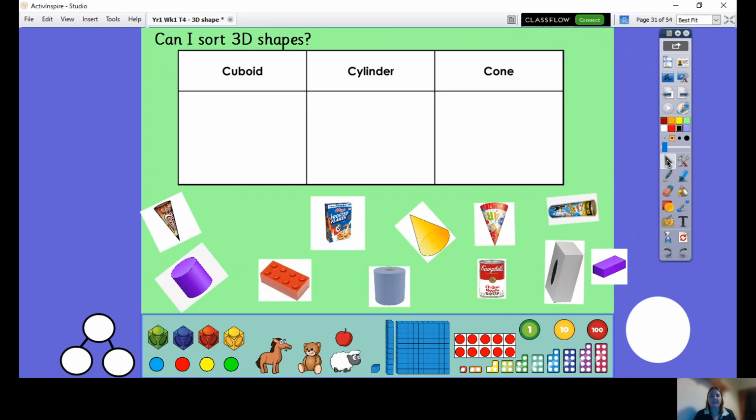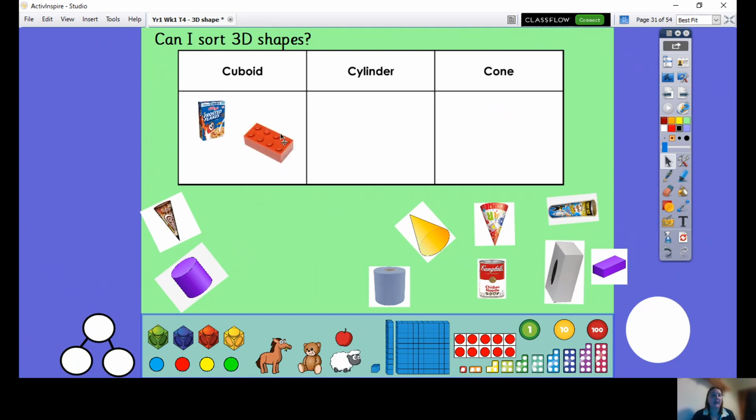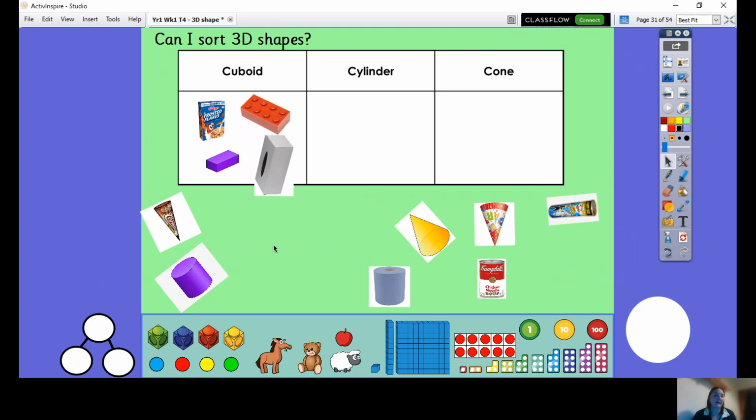Okay, so looking here then, we've got cuboid, cylinder, cone. So I'm going to sort them. So all the cuboids I need to put in here. So remember, we've also got some everyday objects that are cuboid shaped. So I've got my cereal packet. I've got a Lego piece, which is a cuboid. These might be some of the things that you found when you were doing your shape hunt. A tissue box is a cuboid shape. And then we've obviously got the shape there to help us.